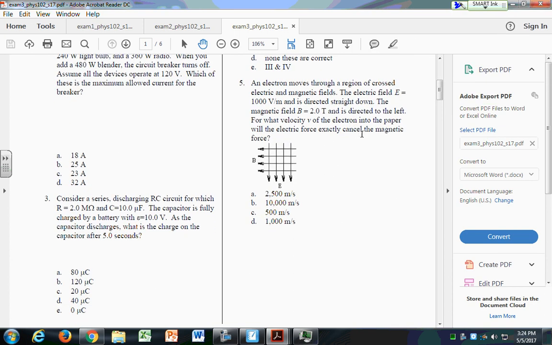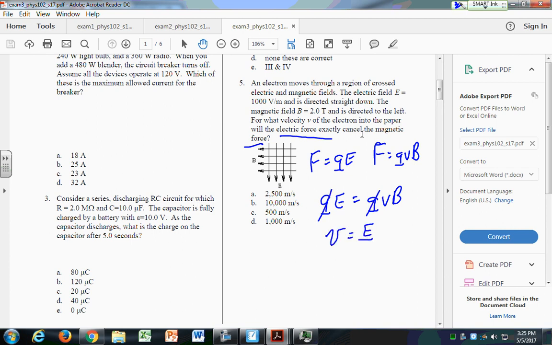Here I wanted the electric force to exactly cancel the magnetic force. My electric force is equal to QE and my magnetic force is equal to QVB. So on this problem, regardless of how it's been changed, you're always going to start with QE equals QVB, so that my electric force cancels out my magnetic force. Often we'll do this in scientific instruments, where you use an electric field and a magnetic field. In this case we're looking for the velocity. The charge doesn't matter, and the velocity is E over B.